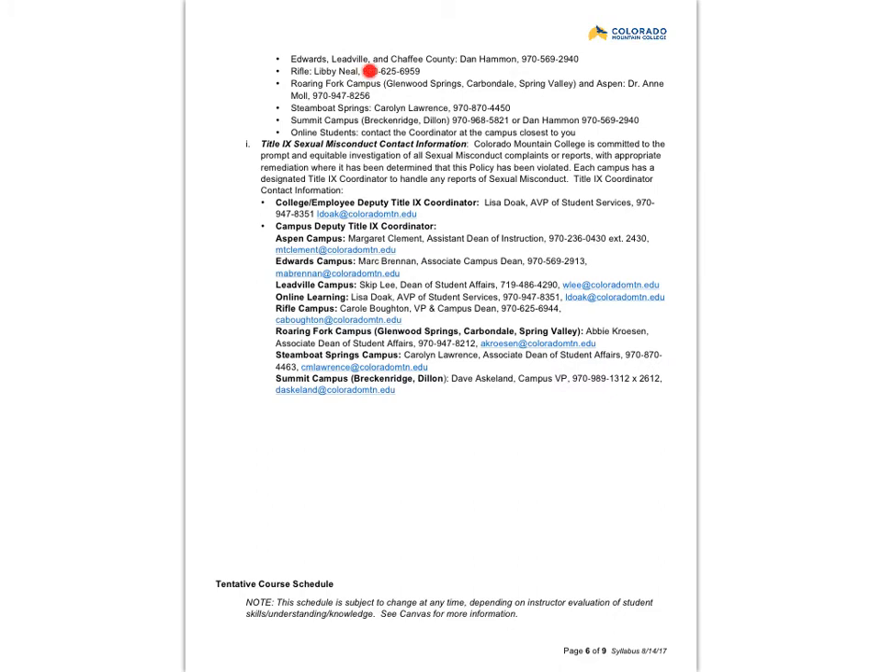The following here is a list of people that you would need to talk to if you need any accommodations. So these are the people that you would call. And then Title IX, Sexual Misconduct Contact Information. If there is any sort of sexual misconduct, these are the people, and the numbers and emails, that you would contact if you're having issues.